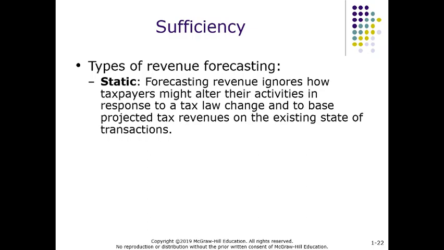Okay, if we pass this tax, how much revenue is it going to get us? Well, there's a couple of different ways to forecast that revenue. You could do it using static forecasting. This ignores what taxpayers might do to alter their activities in response to the tax law change, and it bases projected tax revenues on the existing state of transactions.